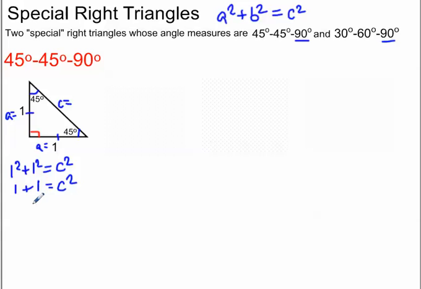So I am going to simplify over here to a 2, and I'm going to then take the square root of both sides of this equation. So this radical and this square will cancel each other out, and I get c equals the square root of 2. Might be easier to remember if you think the square root and the square cancel. So c equals the square root of 2. So far, I have nothing special to look at.